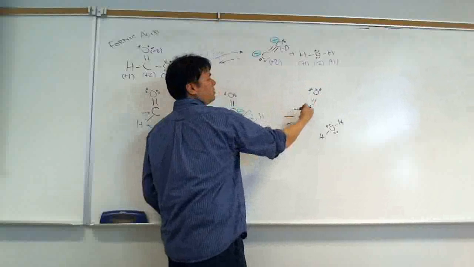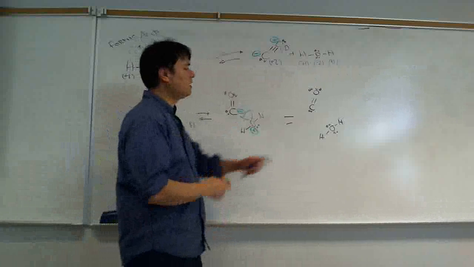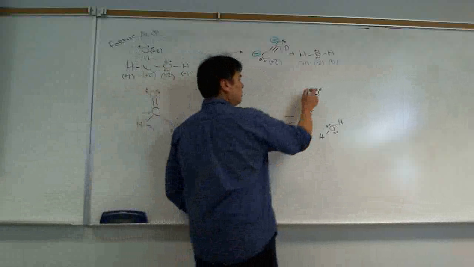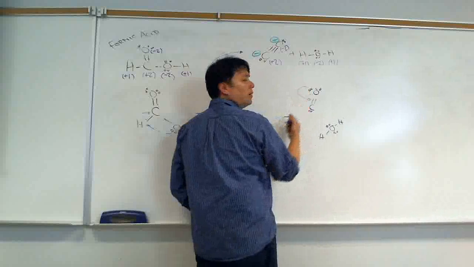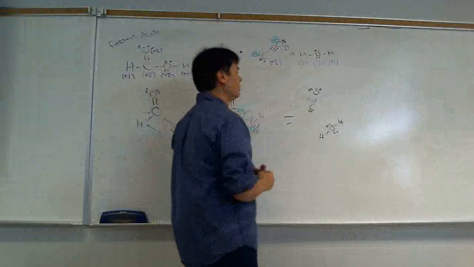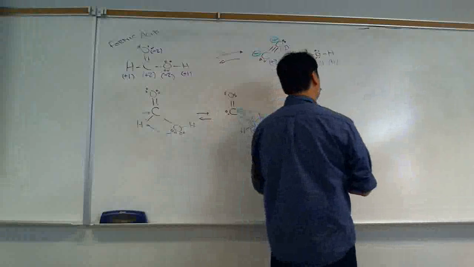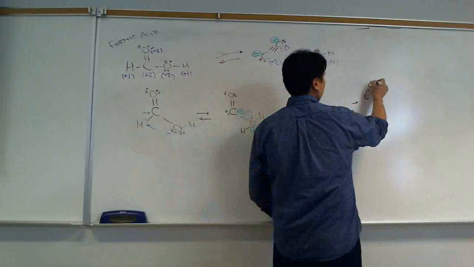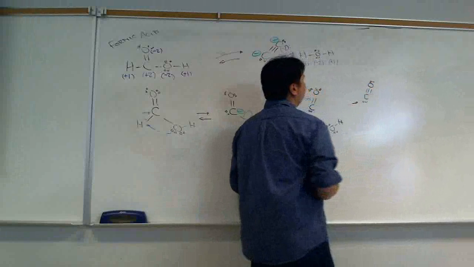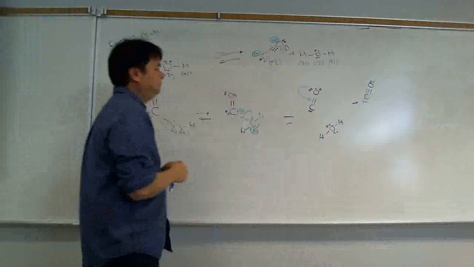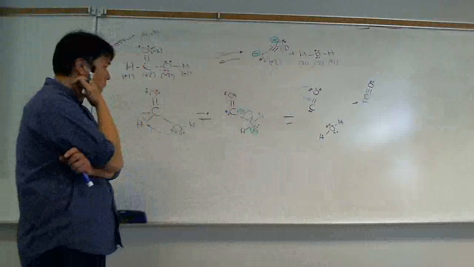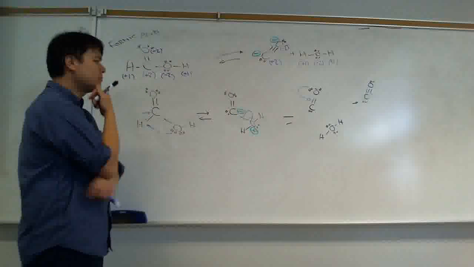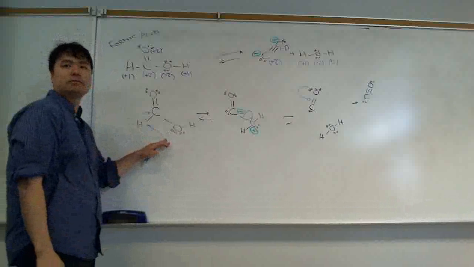But this isn't so stable, because this is a violation of the octet rule. In order to satisfy the octet rule, we need to triple bond it. And then we'll get our carbon monoxide and water. This is what we would call the mechanism for the reaction.